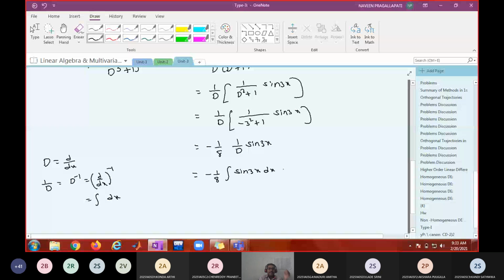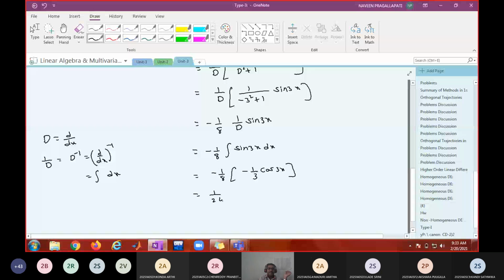So what is integration of sine 3x? Integration of sine 3x is minus 1 by 3 cos 3x. So this is 1 by 24 cos 3x. Is it okay? Is it fine?